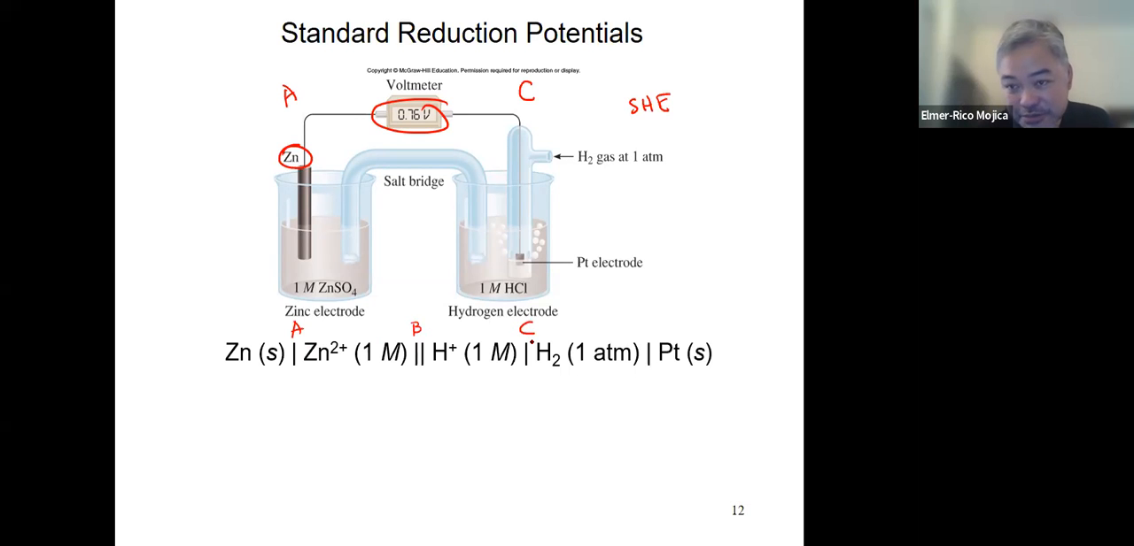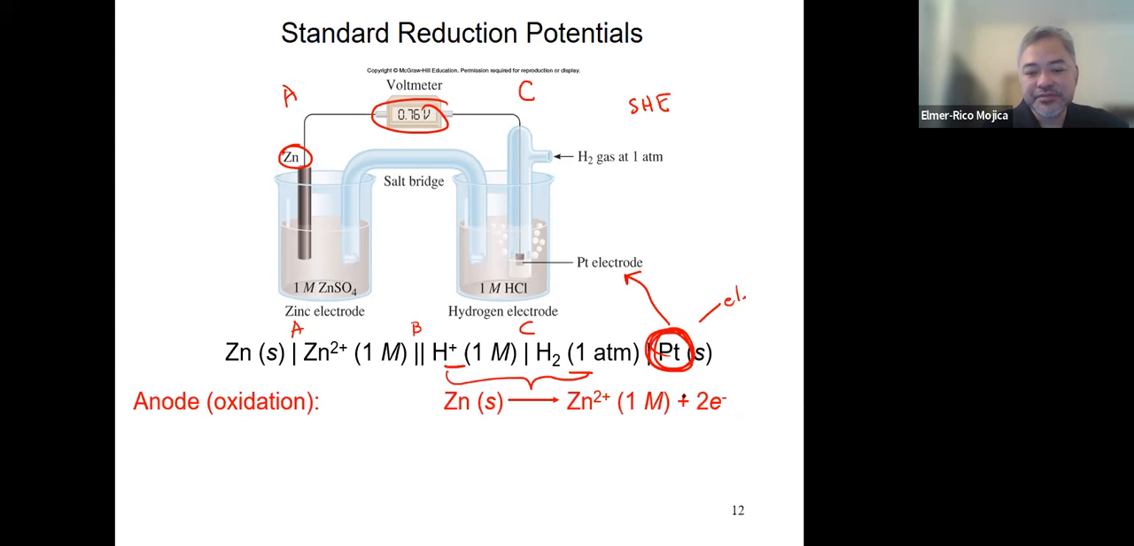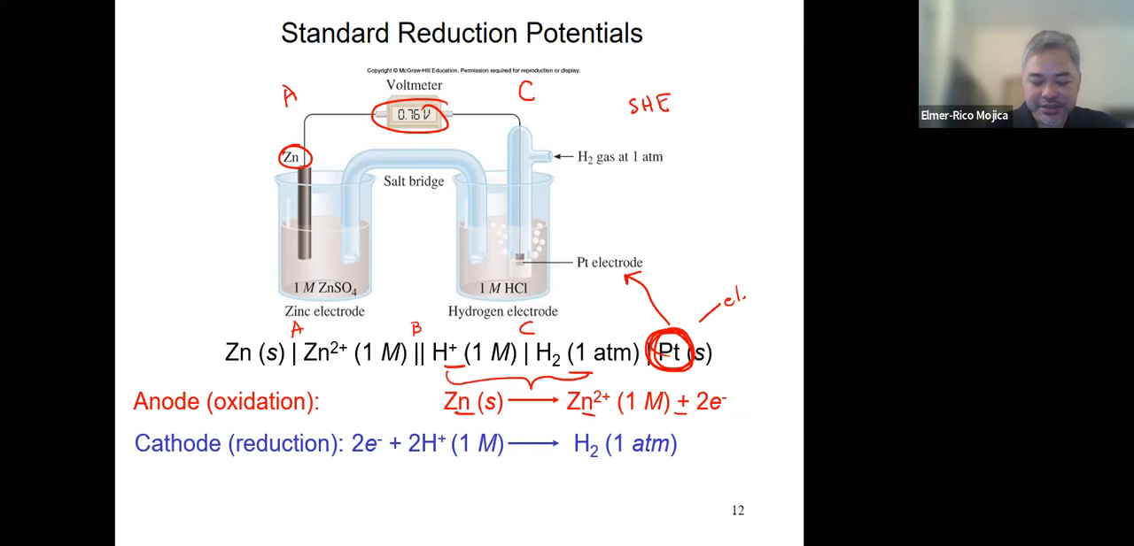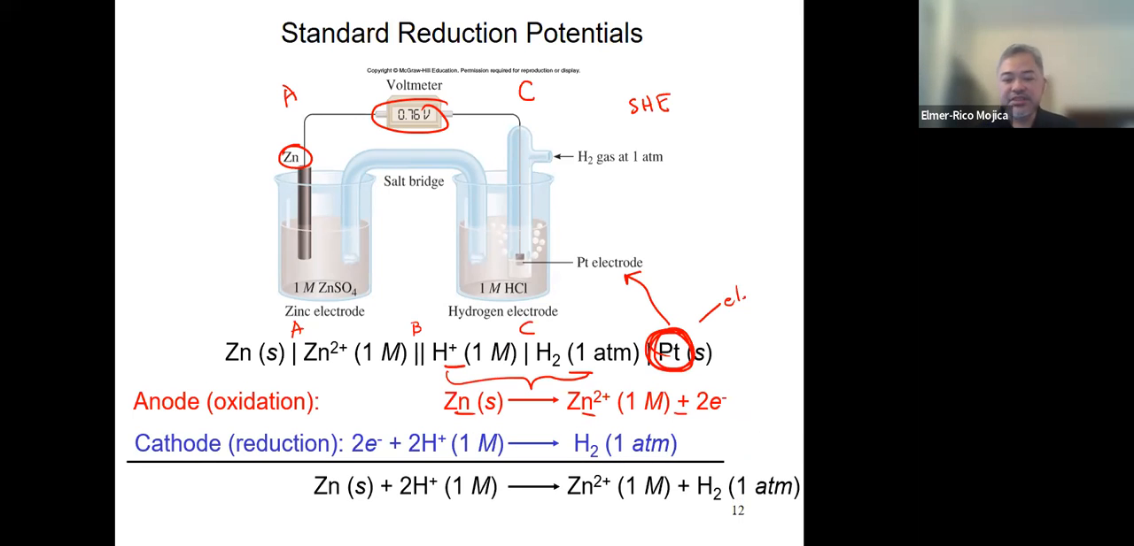Now look at the cathode. You have this, so this is the main reaction that is really happening. This one is just the electrode. If you look at the anode reaction, it's this, and the cathode reaction would look like this. And if we look at the overall reaction, this is the overall reaction.